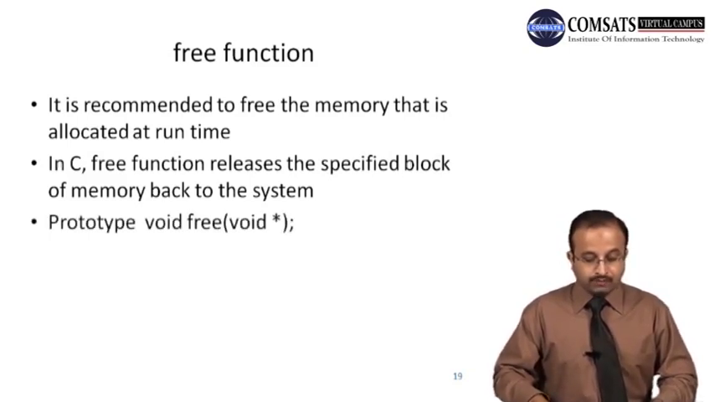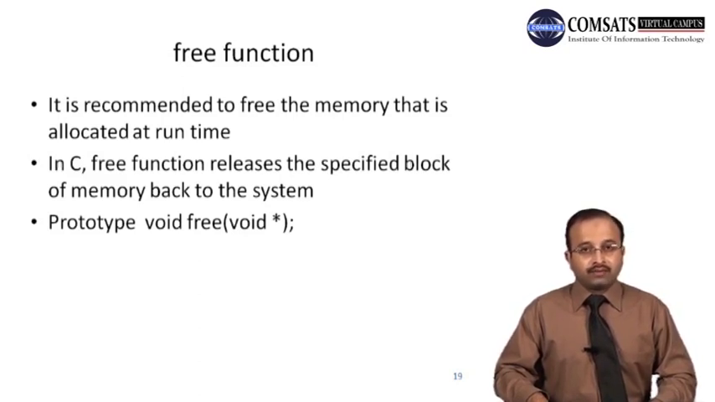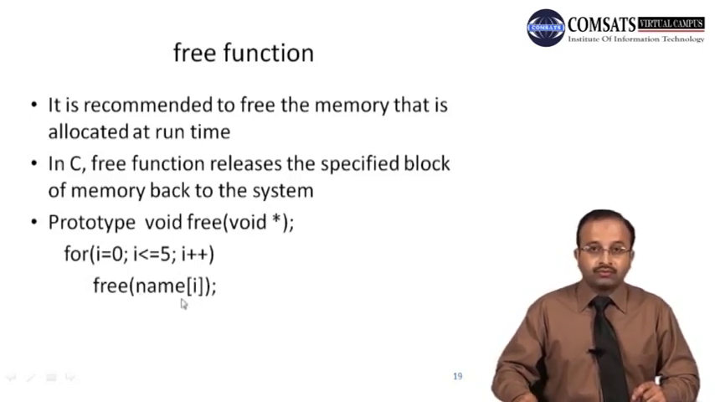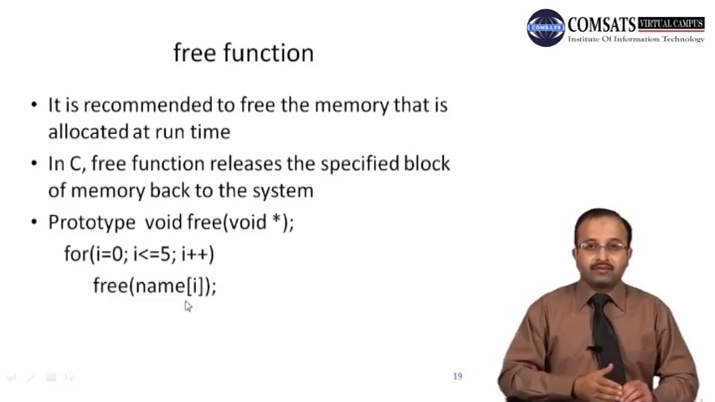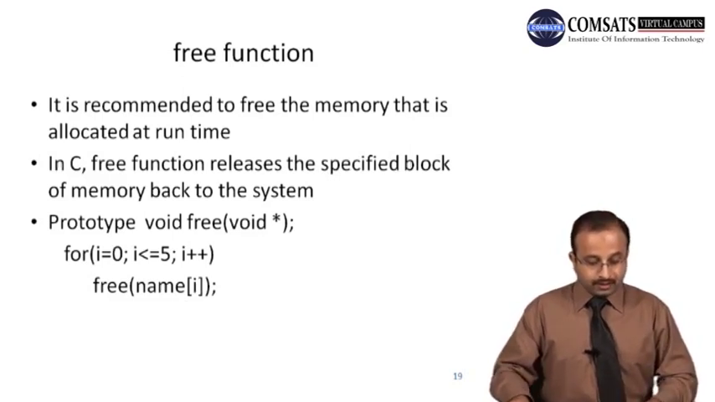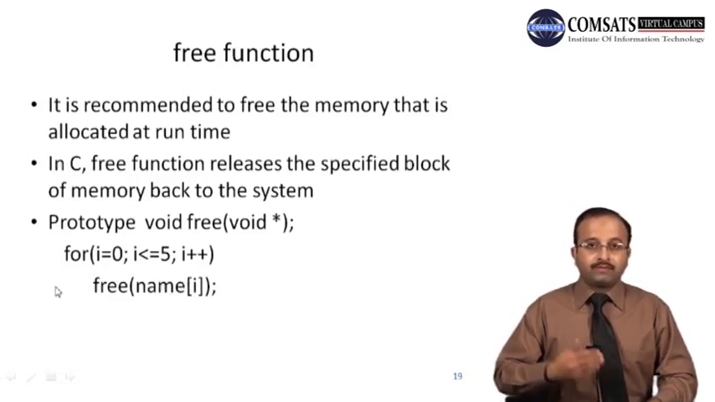So the prototype of the free function is void free, void pointer. So you can pass a pointer of any type to it. What will the pointer contain? An address. That is the address of the memory that is allocated using the malloc function. So in the previous program, we have to execute this for loop 6 times. This for loop will run: name of 0, name of 1, name of 2, 3, 4, 5. All of these are memory addresses of memory that was dynamically allocated using the malloc function. So the loop will run 6 times and free all that memory, and we have to execute this loop at the end of the program before exiting.